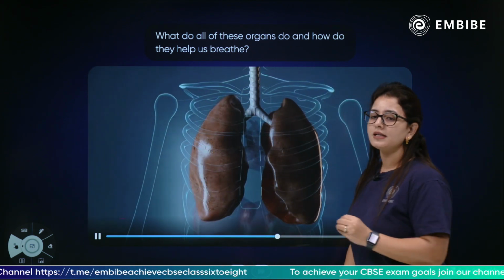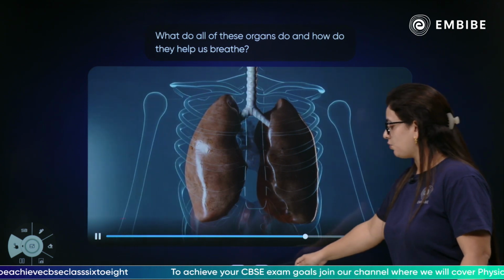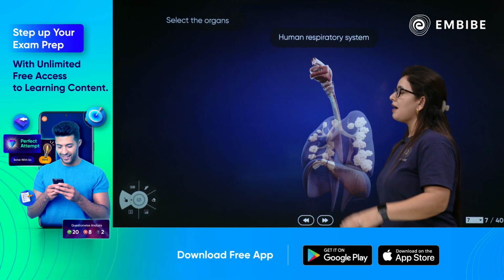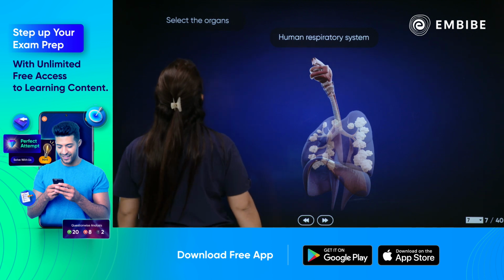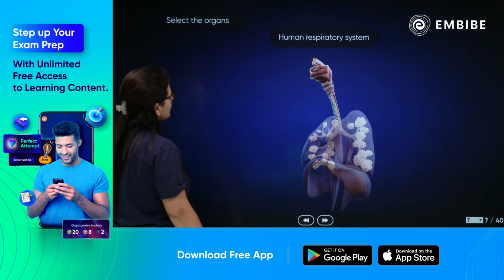How do the organs basically help us breathe? So we're going to discuss that. As we move forward, the human respiratory system has several particular organs, and we're going to select the organs and discuss each and every one of them. Let's discuss the nostrils.